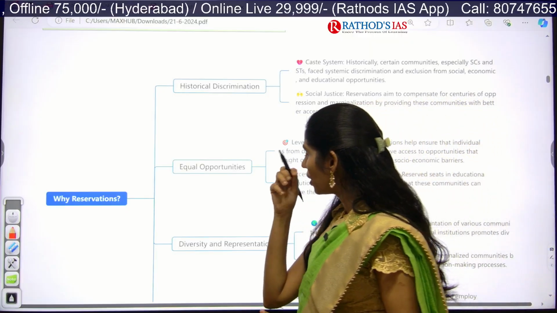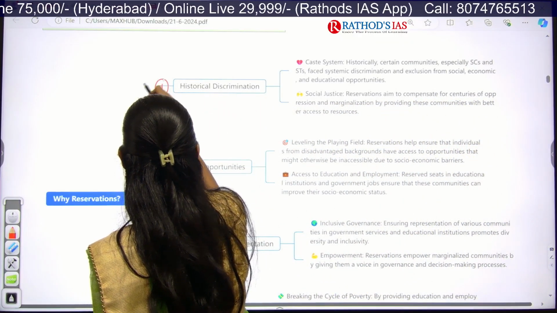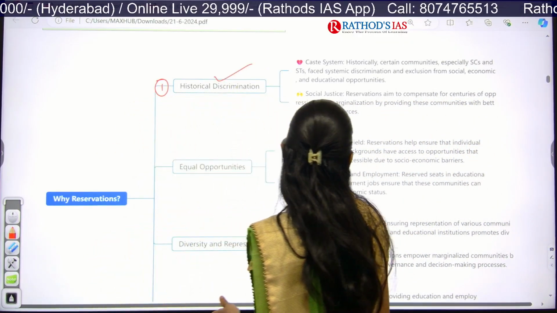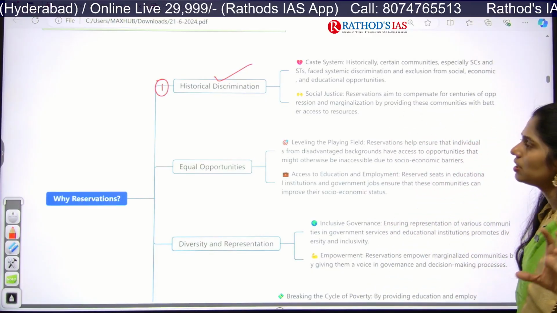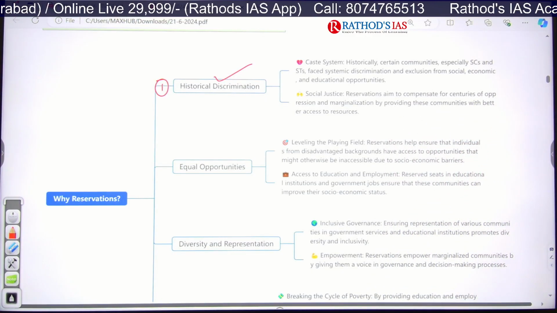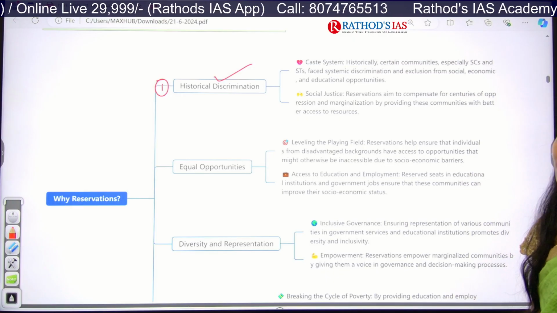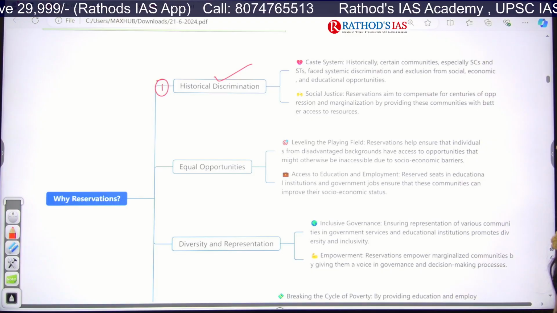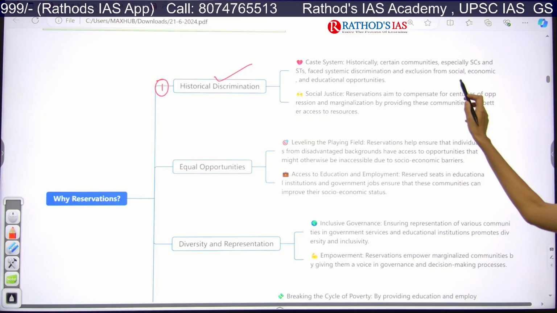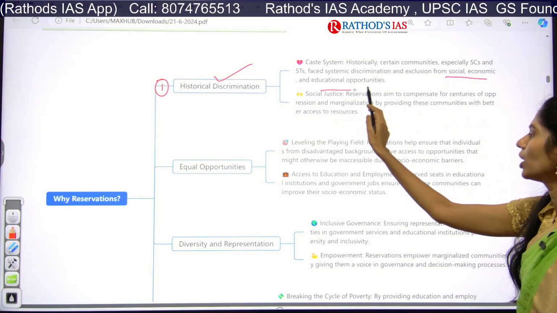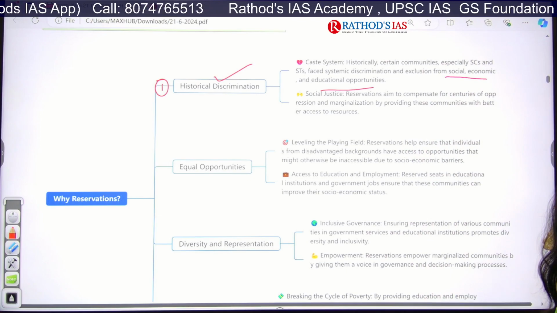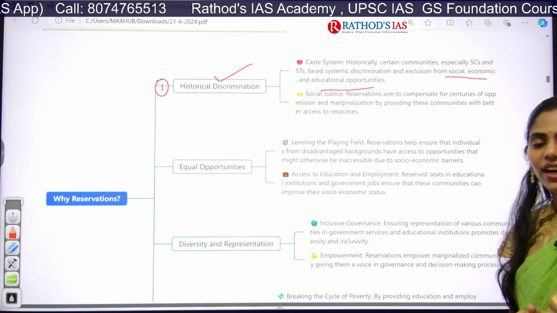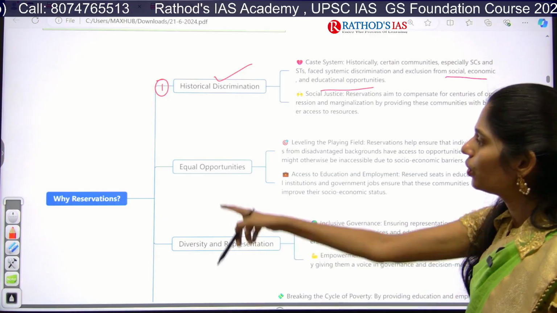So now let us see why we need reservation. The first important reason for providing reservation is historical discrimination. Yes, the caste system evolved especially during the Vedic period. The scheduled caste and scheduled tribe people faced discrimination and had been excluded from social, economic and educational opportunities. To rectify that mistake and to provide justice, at least now we came up with this concept of reservation.